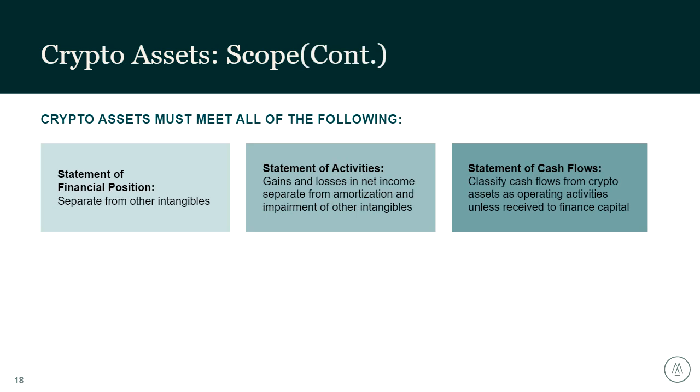And these assets will be disclosed in the statement of financial position, separate from all other intangibles, and all gains and losses will be presented separate from the amortization and impairment of all other intangibles in the statement of activities. And for the statement of cash flows, this will classify as cash flow from crypto assets as operating activities unless they are received to finance capital.